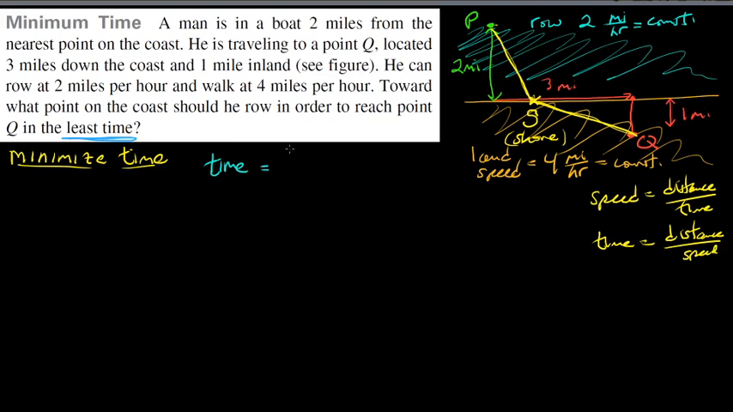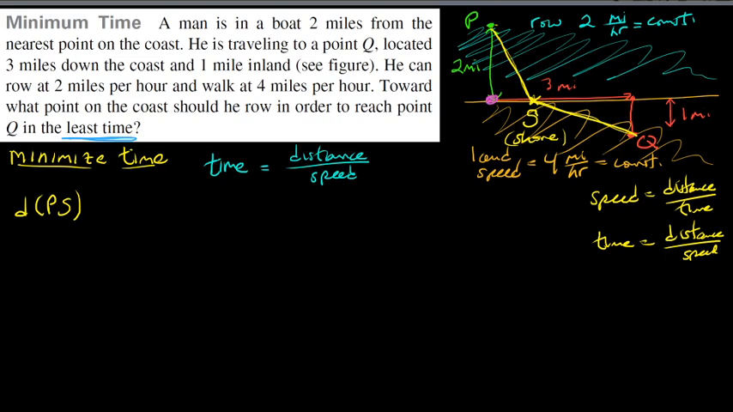For time, we'll just take the distance we travel divided by the speed that we travel. Okay? All right. So what's the distance we travel? Well, notice there's two distances, right? There's the distance from point P to point S. And what is that distance? Well, right, it's just the distance formula between these 2 points. What are the coordinates of these points? Well, I don't know. That depends on what we label as our origin.